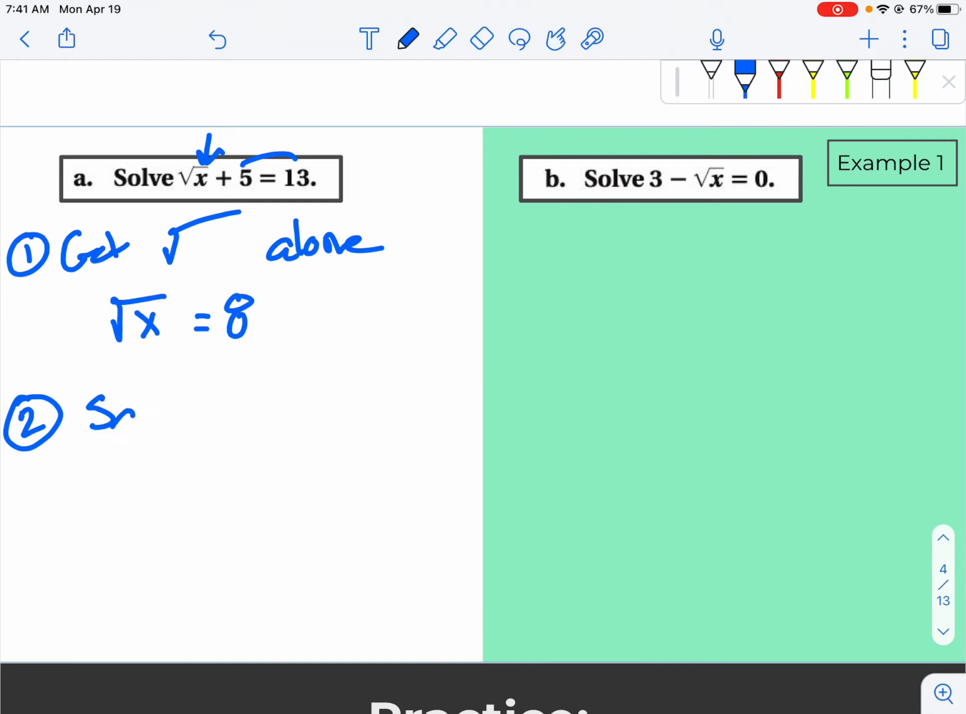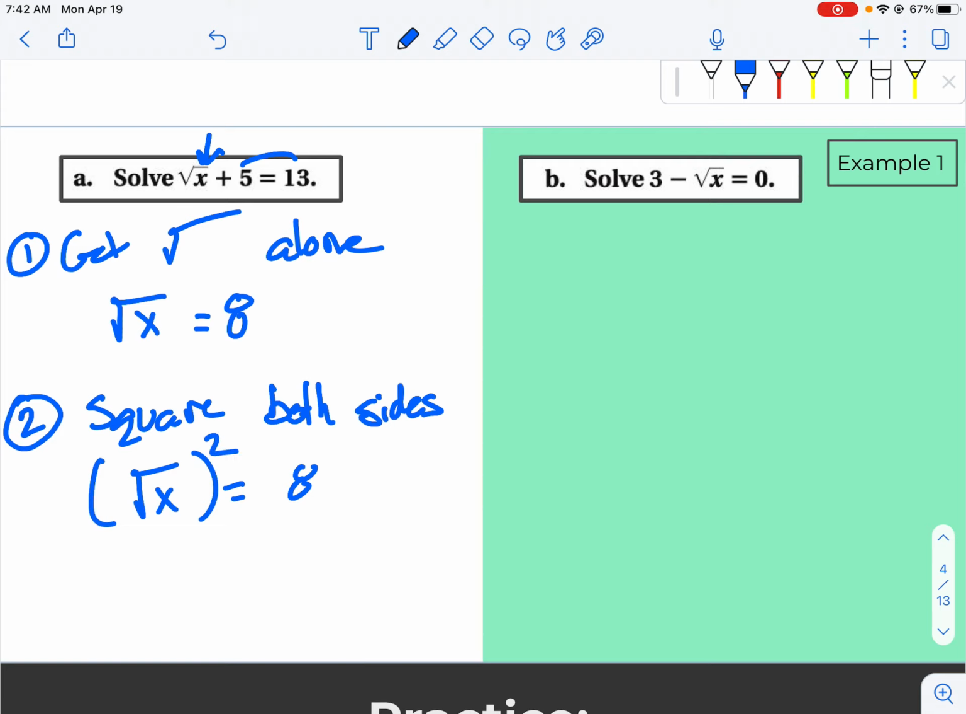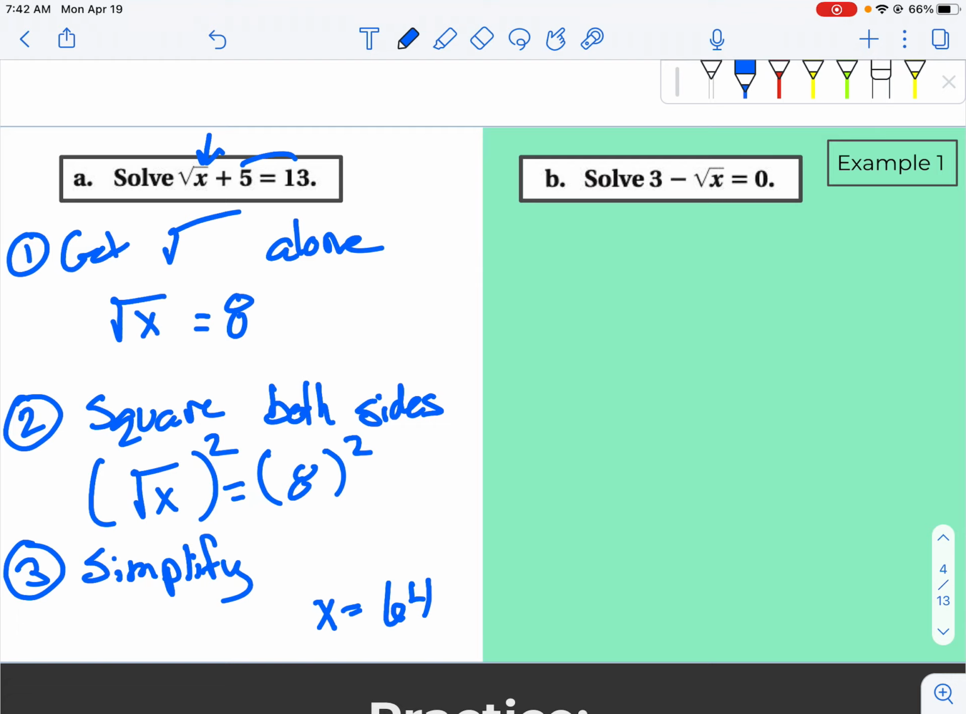After we get the square root alone, our next step is to square both sides. So in order to get rid of the square root, we are going to square both sides. Now our last step is to simplify. So we would have x equals 64.